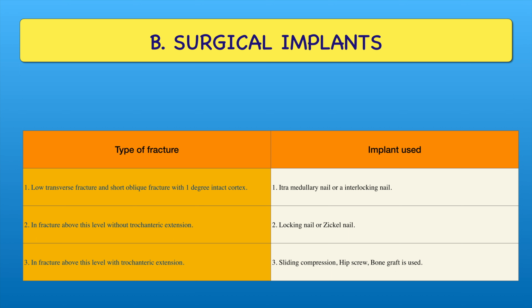In fracture above this level without trochanteric extension, for this we use a locking nail or Zickel nail. In fracture above this level with trochanteric extension, for this we use a sliding compression hip screw, and bone graft is used.